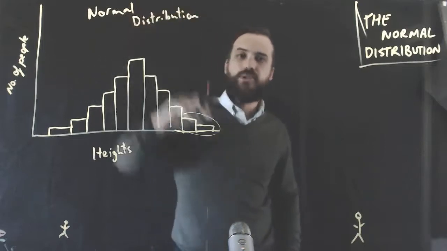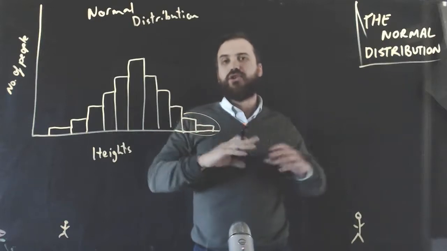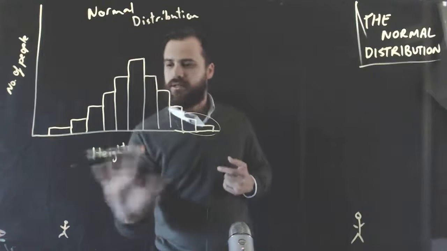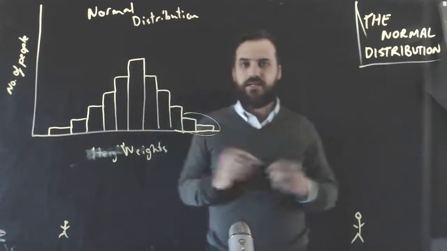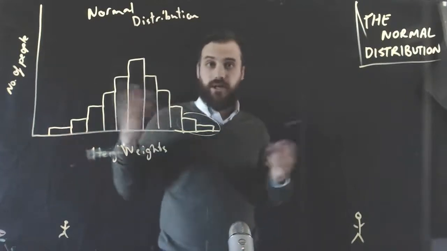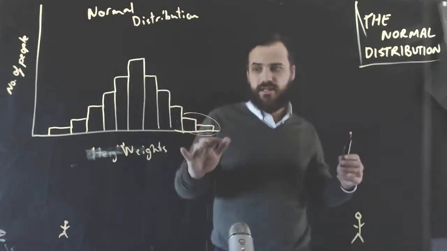And the normal distribution isn't just for people's heights. The normal distribution works for a lot of different things. So we could replace the word heights with weights. Okay, so some people are really, really light, most people are in the middle, and some people are really, really heavy, your Biggest Loser contestants here.